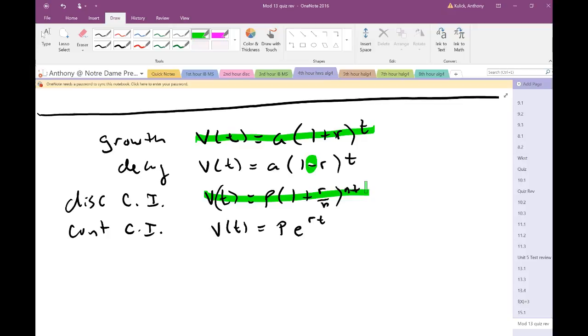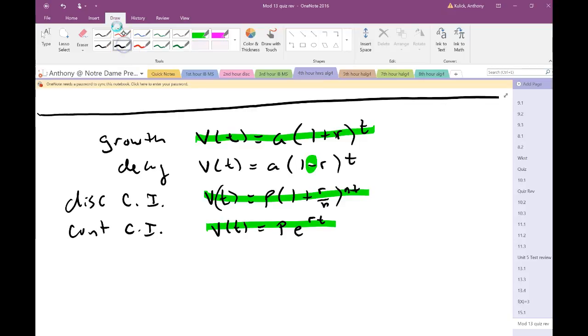And if we look at the continuous one, again, V of t is the value at time t. P is still the initial amount. E is a number. It is that irrational number, 2.71, yada, yada, yada. It is not a variable. It is on your calculator. It's a constant like pi is. So nothing goes in place of E. Again, that's a common mistake I see students make with this formula, is they're trying to plug something in for E. E isn't a variable. E is a number. R is the interest rate as a decimal, and T is time in years.